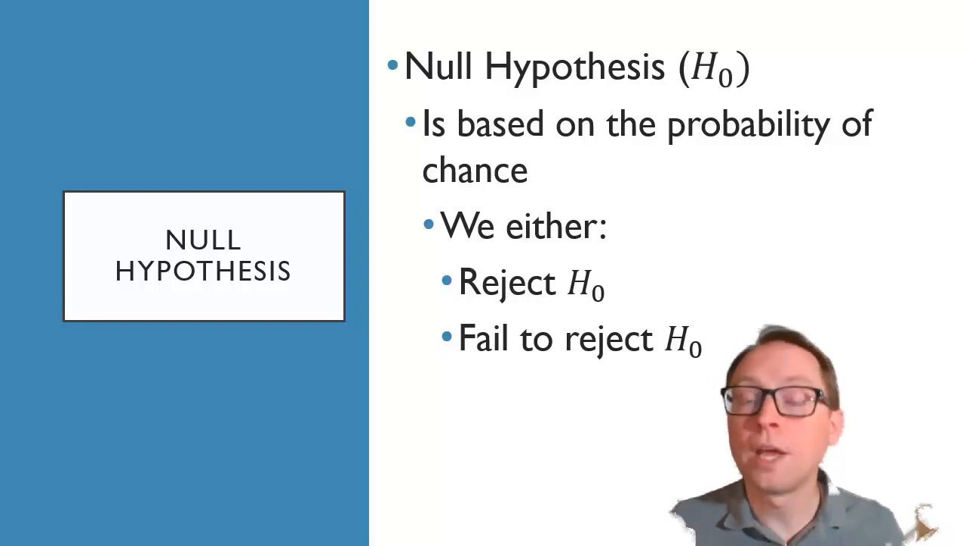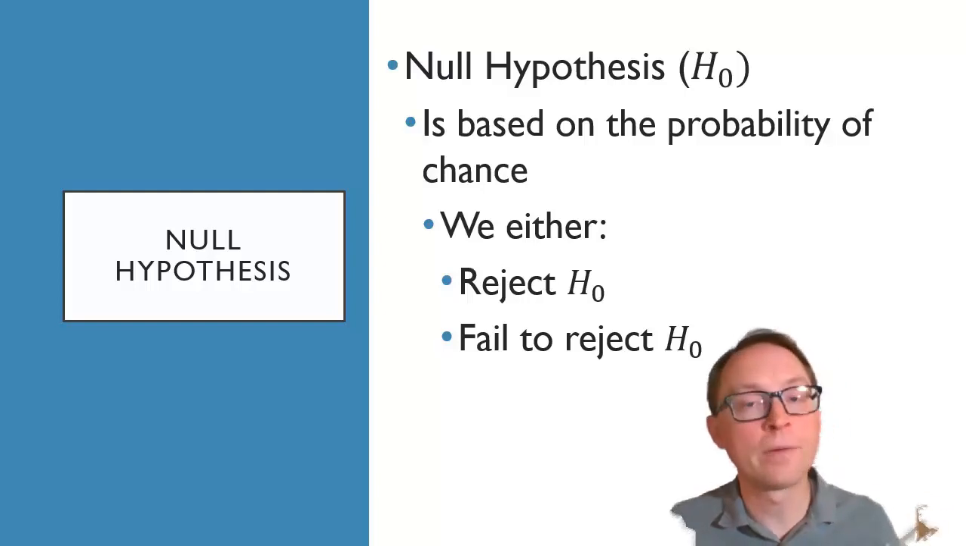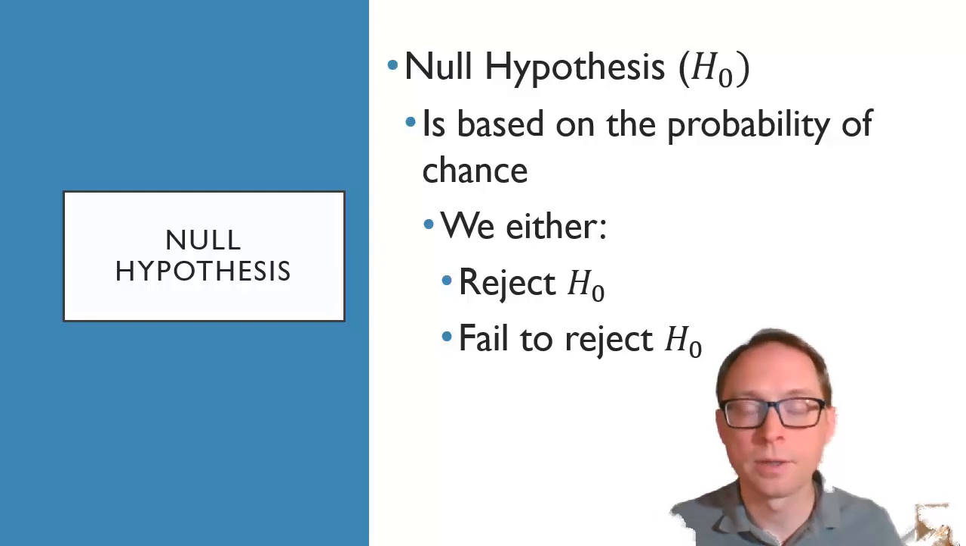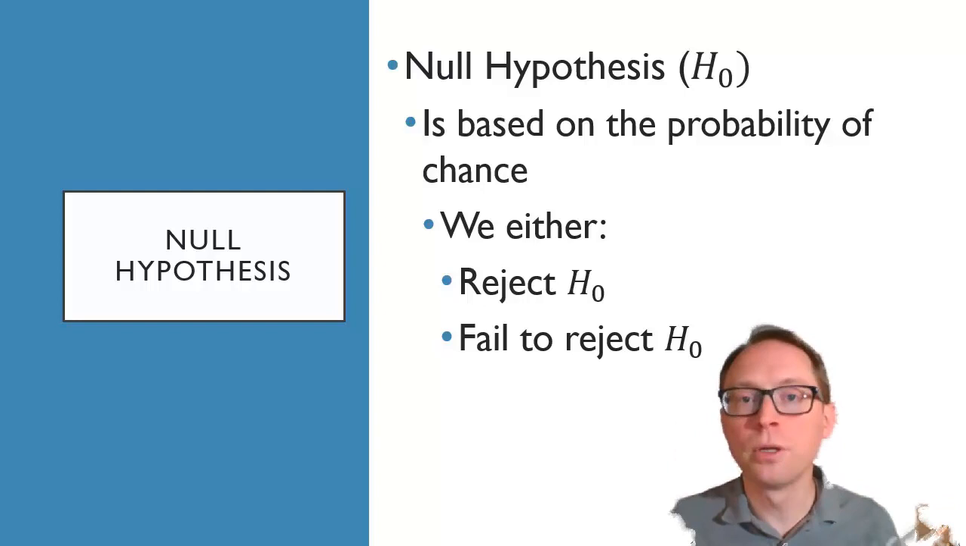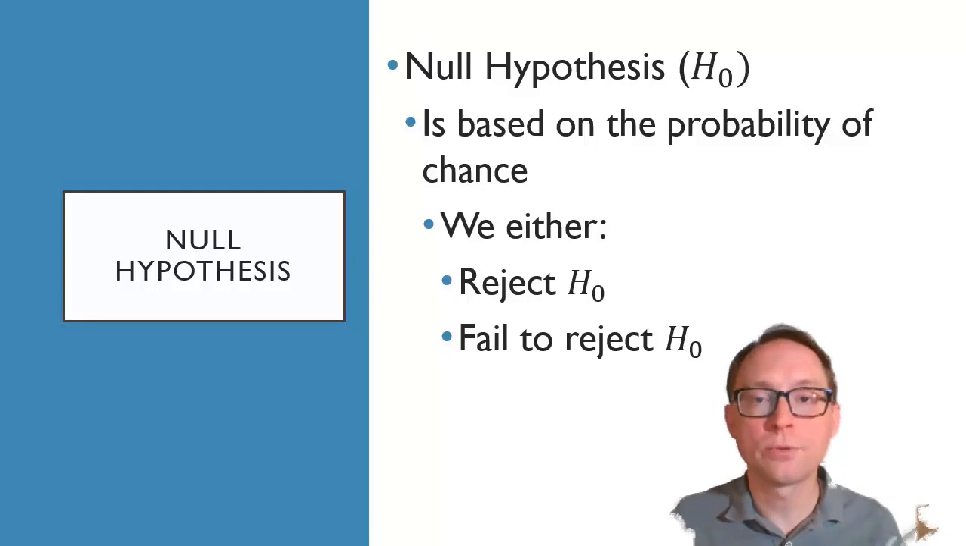Or I can fail to reject the null. Failing to reject the null means that I don't have enough evidence to say that wearing glasses actually affects your hotness. When you come to a conclusion in any study that you do, you are either going to reject or fail to reject the null.